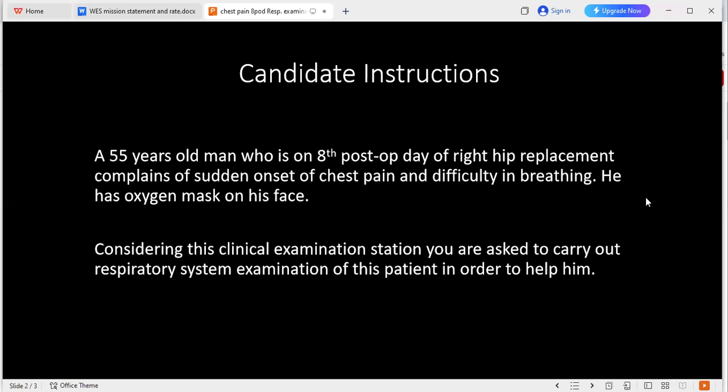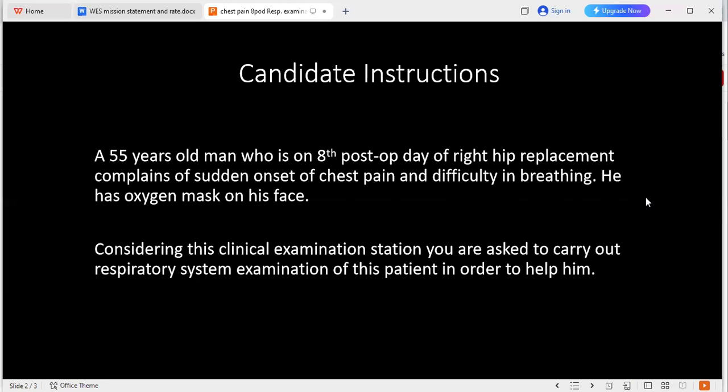So what is your provisional diagnosis for this patient? My provisional diagnosis is pulmonary embolism secondary to right hip replacement. All right. You were already standing beside the bed and doing the investigations, but please tell me what investigations you would arrange for this patient.